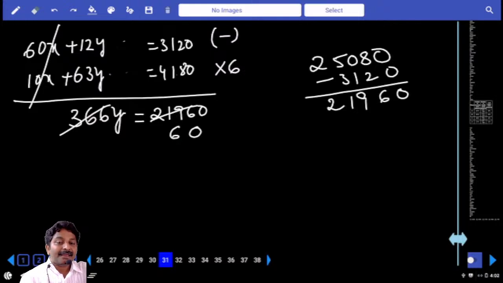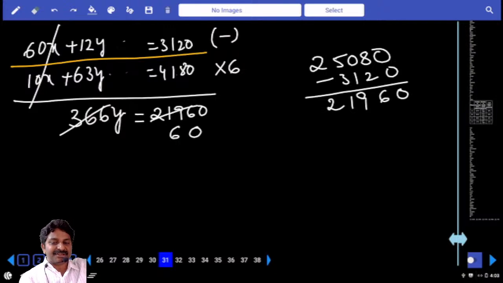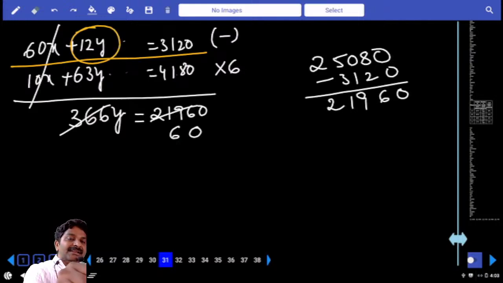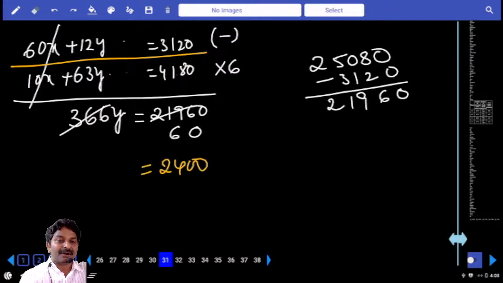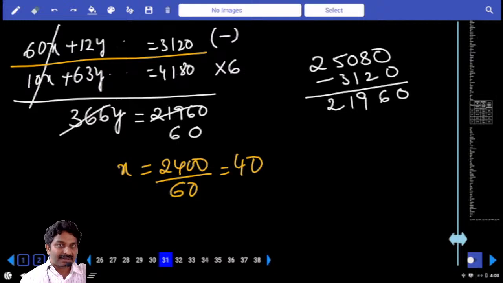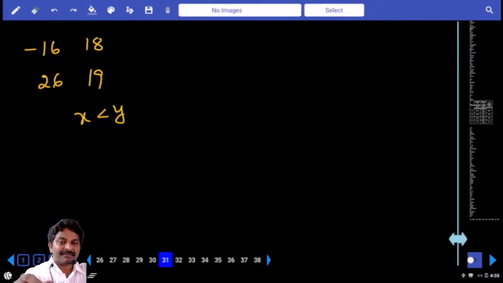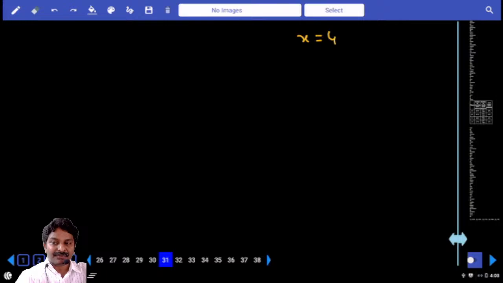y is 60. Substitute the y value in either the first equation or the second equation, it's up to you. I'll substitute in the first equation. 12 into 60, 720. Take 720 to the right hand side. 2400, which is 60x. x is equal to 2400 by 60, which is 40. Finally we have x is equal to 40, y is equal to 60.